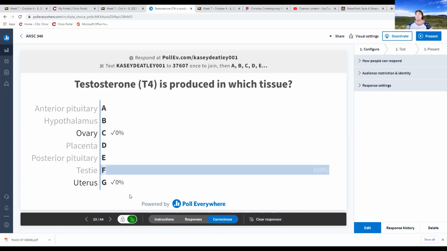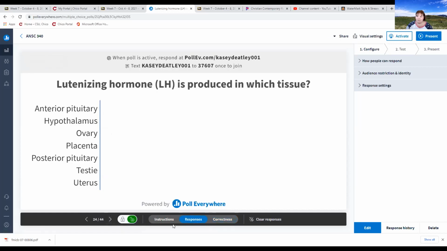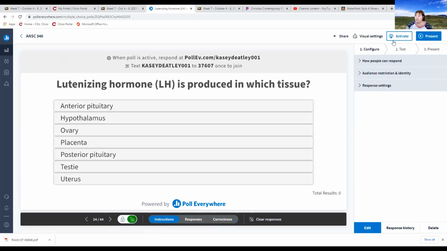We also see the answers are wrong on this. I think that I forgot to fix it from last week. So if you chose the testes, which everybody did, that is true. Okay, cool. Let's roll into, oh, there's one more question that we kind of went through last week. So let's do this one. Luteinizing hormone is produced in which tissue?